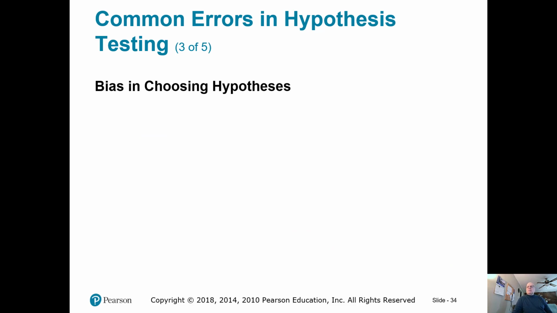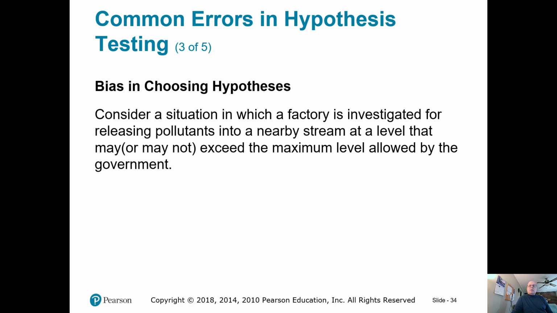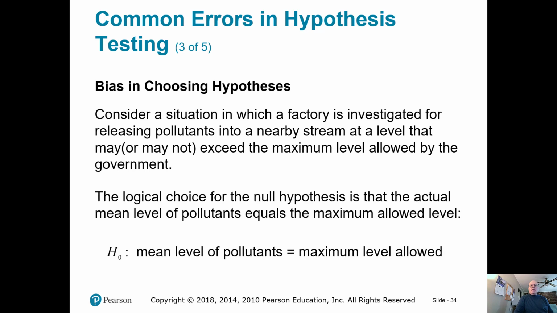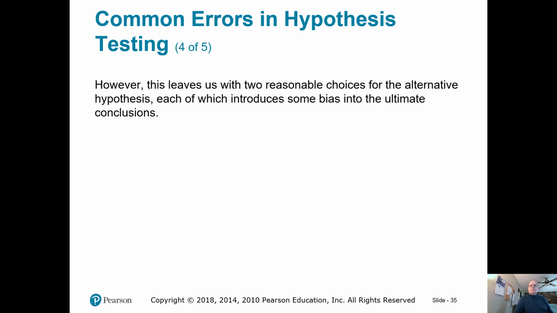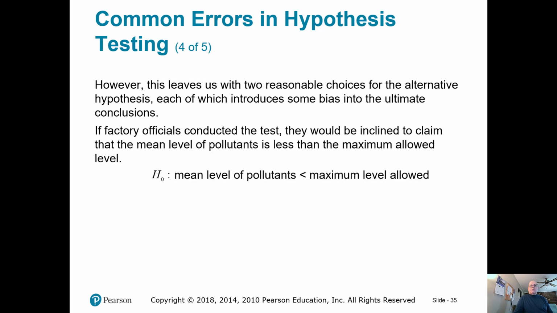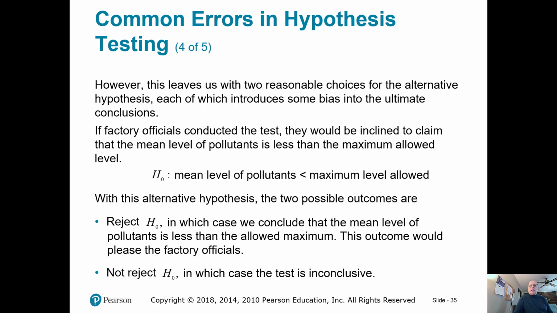Some bias is possible. Suppose a factory is being investigated for dropping pollutants into a nearby stream. There's a certain maximum level allowed by the government. Should sound familiar. The logical choice is that the mean level is equal to the maximum allowable. Two choices are possible. We could have the mean level as less than the maximum level. And you can see what happens if we reject the null versus not rejecting the null.